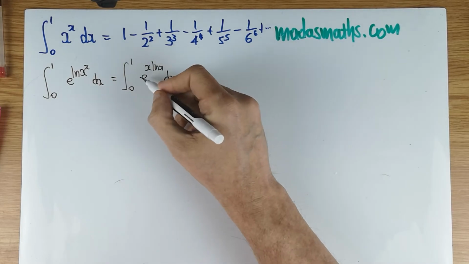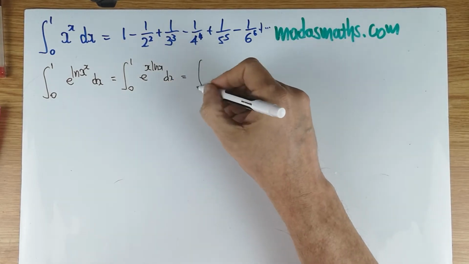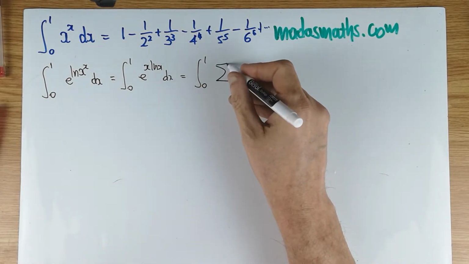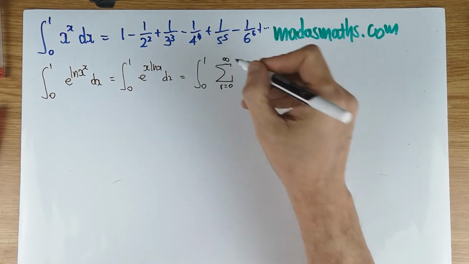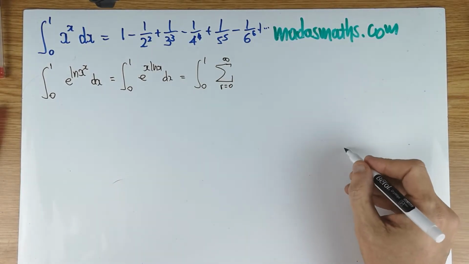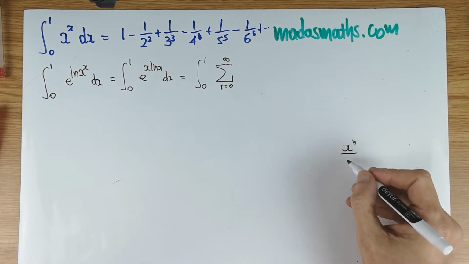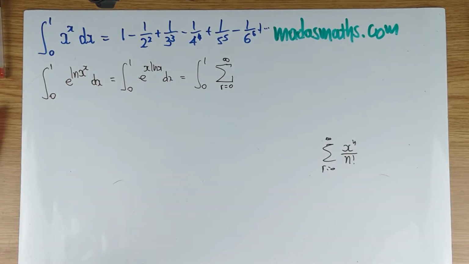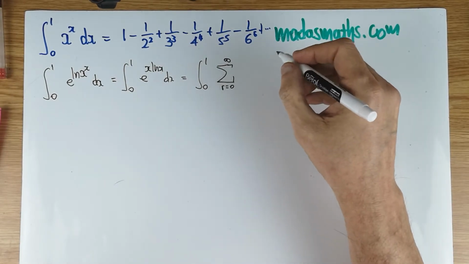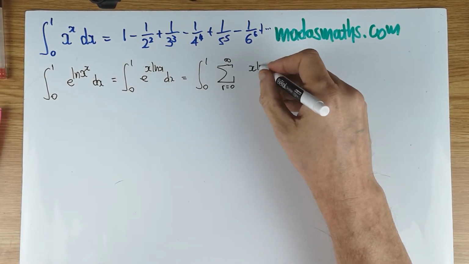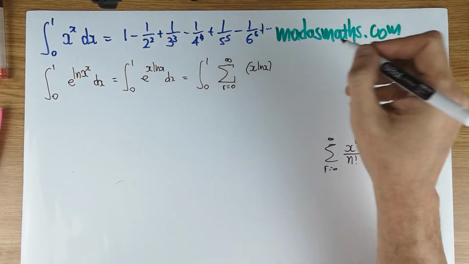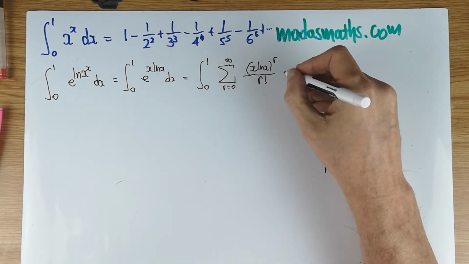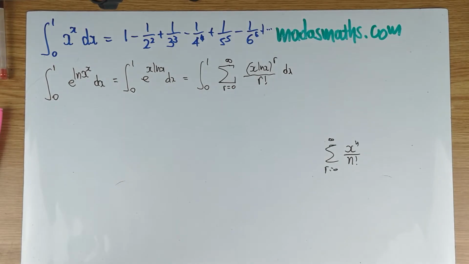And then, of course, we have a power series for e to the something. The exponential function is the sum from r equals 0 to infinity of x to the r divided by r factorial. So in this particular case, it is going to be the sum of x log x to the power r, over r factorial. So that's good enough so far.